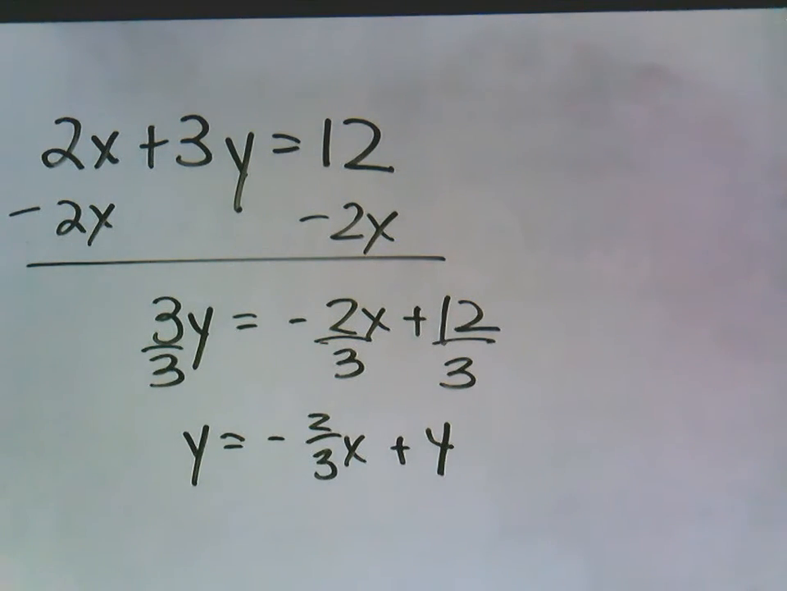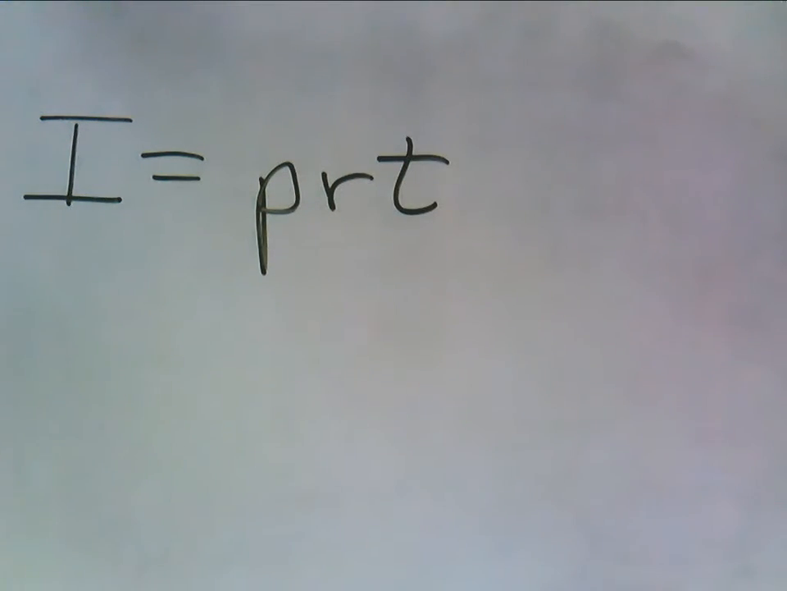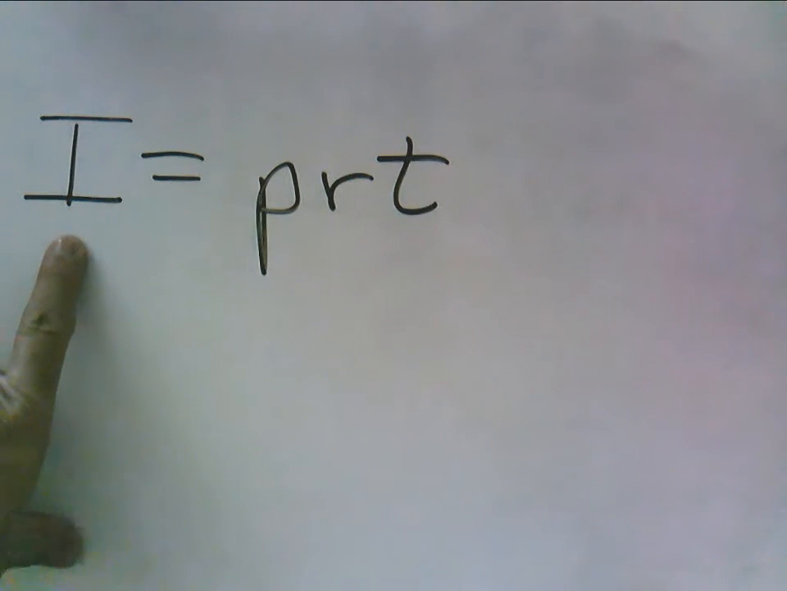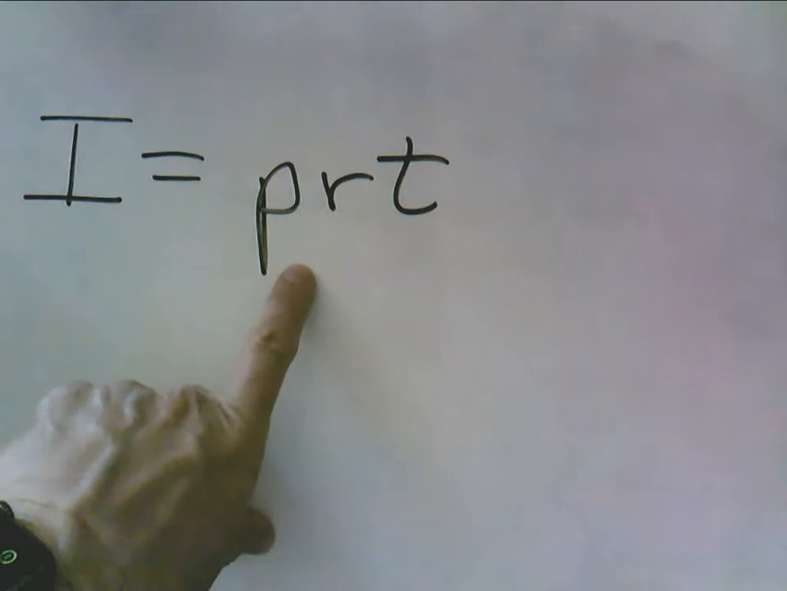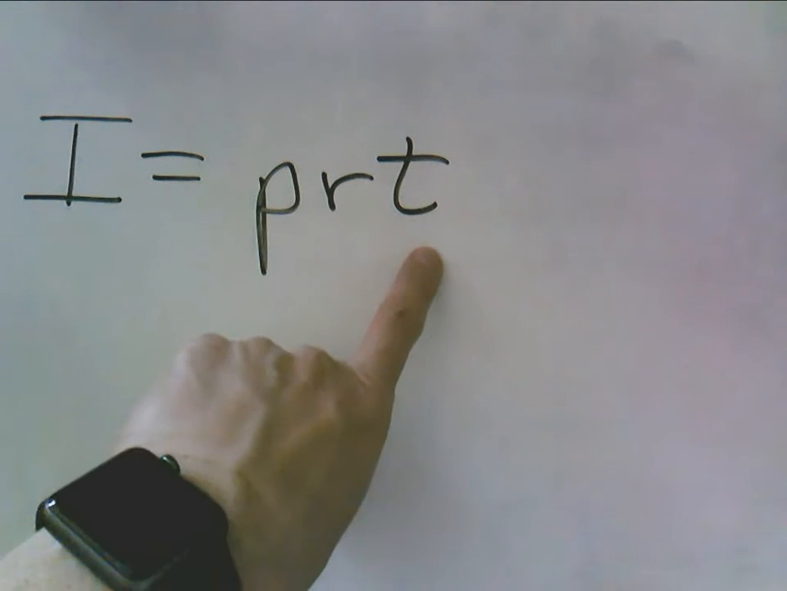So you know how to solve an equation for a different variable, because we did it all the time in chapter 4 when we changed an equation that was in standard form into slope-intercept form. We solved for y, or we put it into function form. Now, here is the interest formula. Okay, we did this way back at the beginning of the year, but you also did it last year. And it stands for interest equals principal times rate times time.